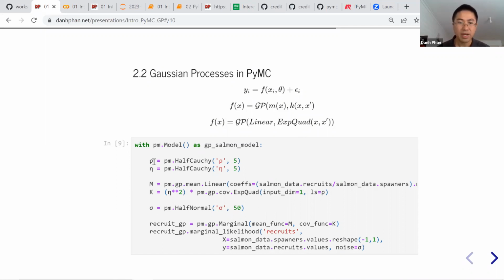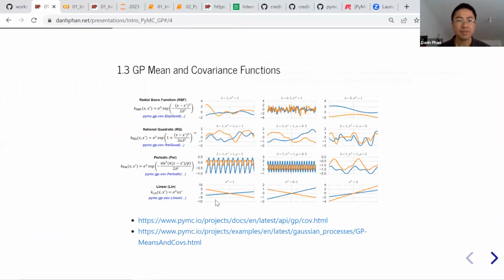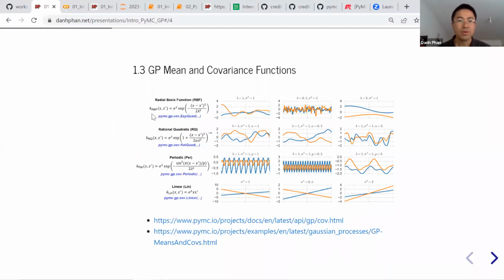We need to specify our priors, and this time it is the priors for the kernel. For the kernel, if you remember, let me write this one. For example, in this kernel, the exponential quadratic covariance is actually equal to only this part.